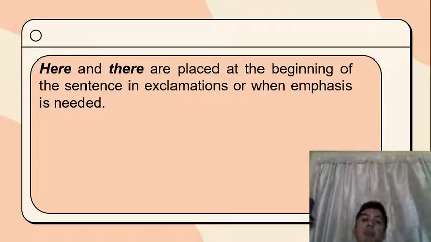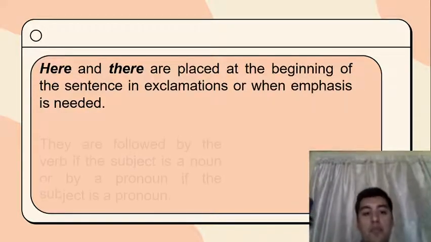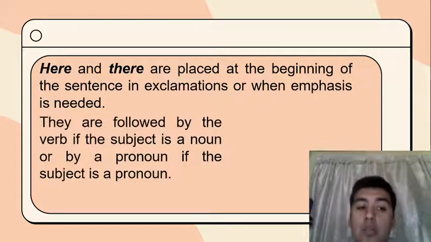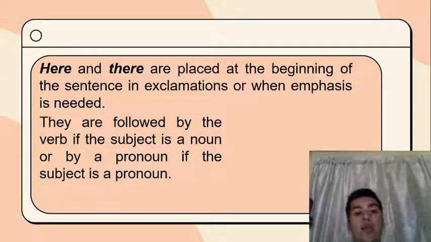Here and there are placed at the beginning of the sentence in exclamations or when emphasis is needed. They are followed by the verb if the subject is a noun, or by a pronoun if the subject is a pronoun.